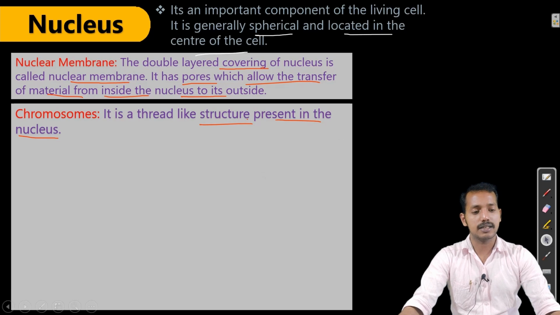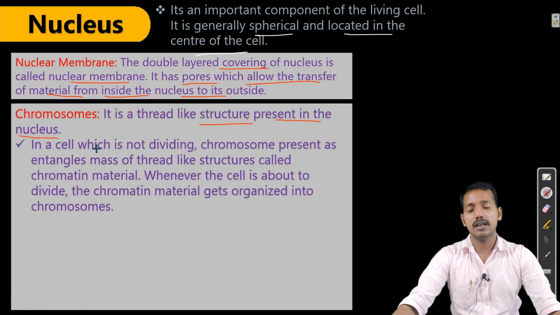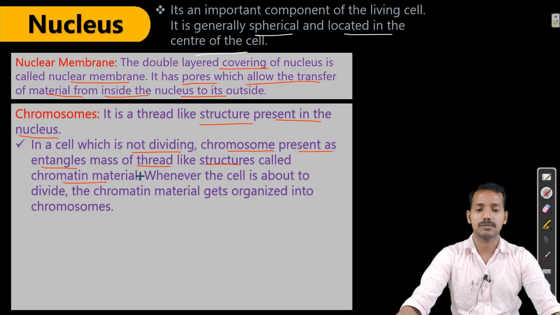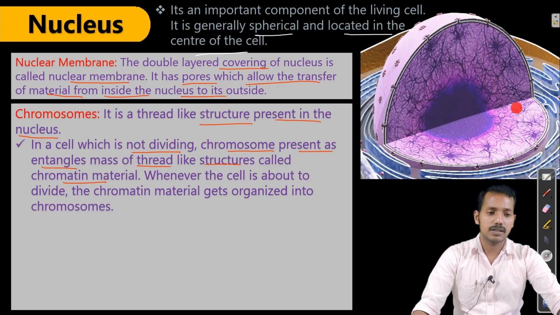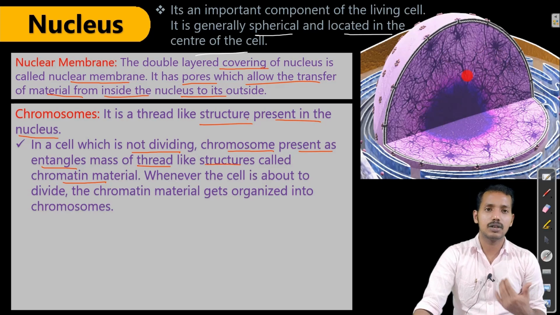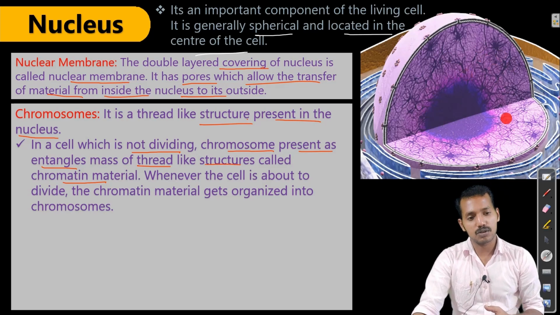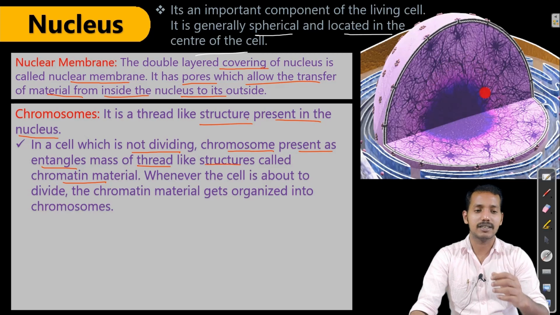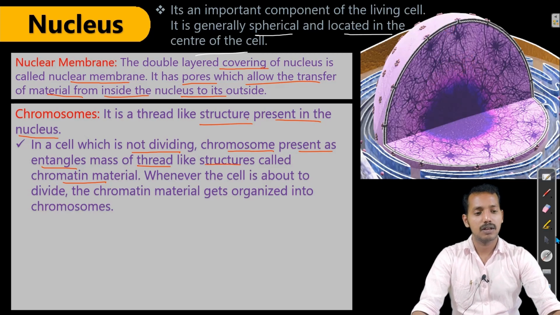We can discuss in detail. In a cell, if it is not dividing for growth, then the chromosomes are present as an entangled mass of thread-like structures called chromatin material. You can see here, this is the cross-section of the nucleus, and there are a lot of thread-like structures. This is called chromatin. During the normal time of the cell, the chromosomes are present as chromatin, which are thread-like structures.